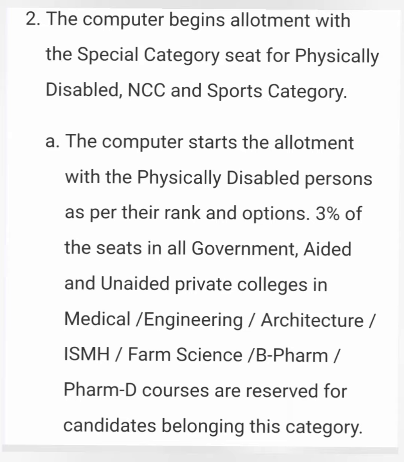Within the special category itself, it will first allocate the seat to point number A. Physically disabled people will be allotted seats first of all, before anybody else gets allotted, and 3% of all seats in the government aided, unaided, and private medical, engineering, architecture, Pharm Sciences, every course, is reserved only for the physically disabled students. So 3% of seats are reserved for them, and they will get allotment first. So first the computer will be allotting to disabled students.